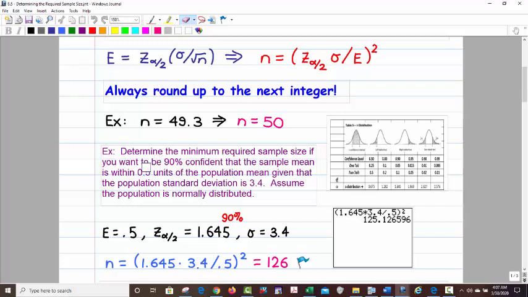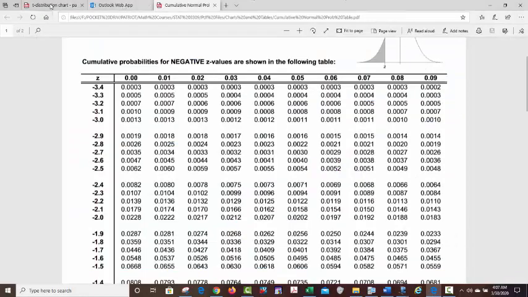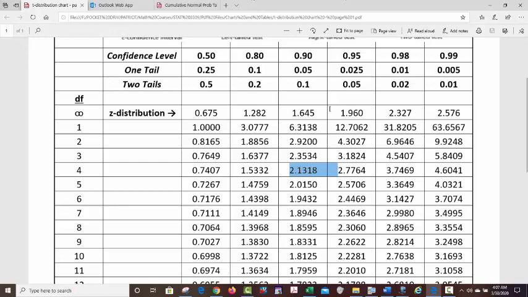All right. So we're going to say determine the minimum required sample size if you want to be 90% confident that the sample mean is within 0.5 units of the population mean, given that the population standard deviation is 3.4. Assume the population is normally distributed. So this one is going to be one of our standard ones off of the chart here, 90%. And remember the Z's are across the top row, so we're not using the degree of freedom thing here. So 90% would be 1.645.